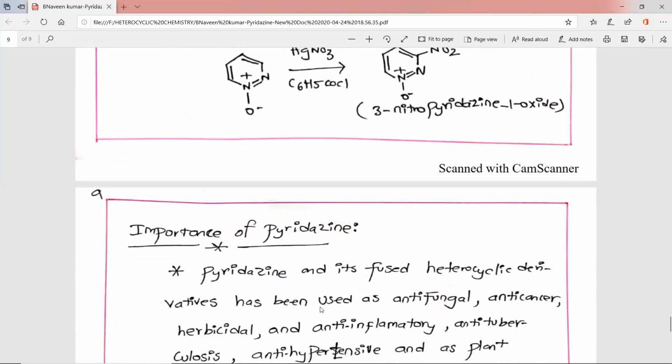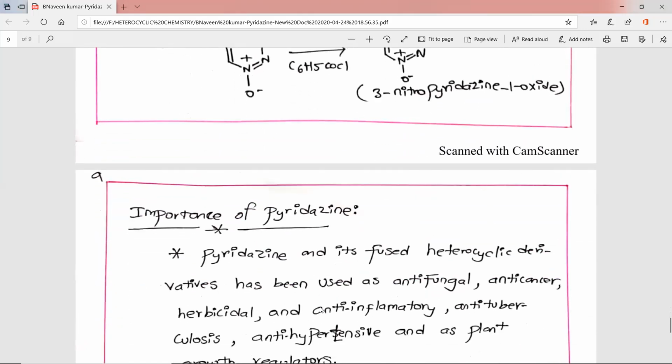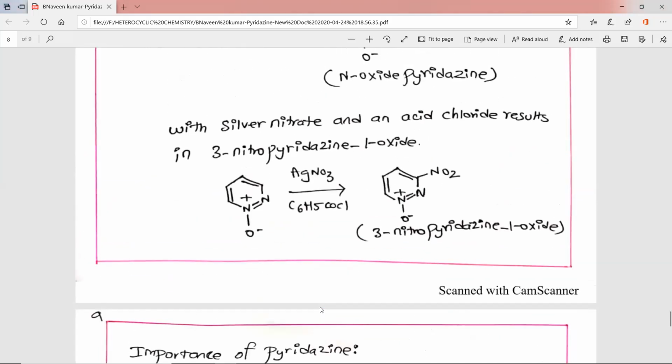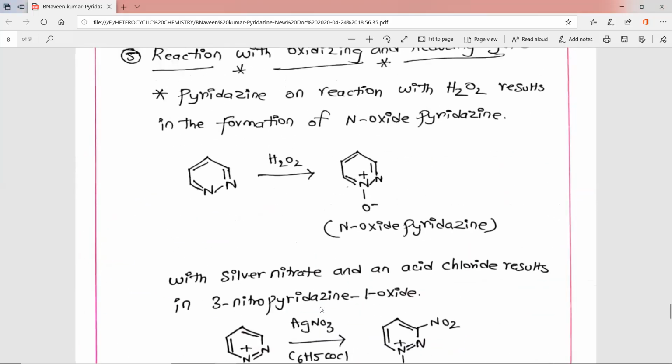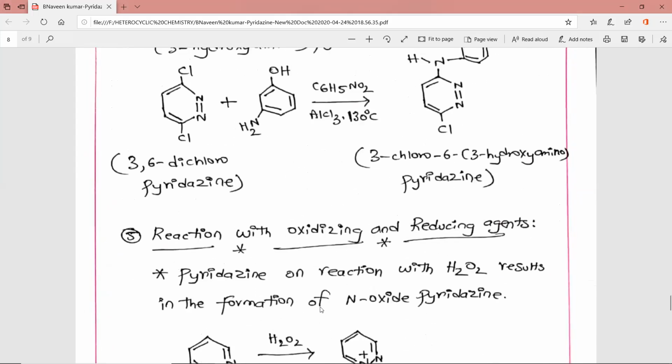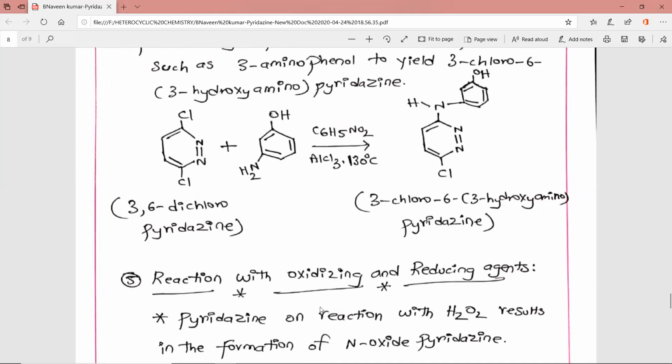So, these are some of the reactions of pyridazine. Electrophilic substitutions are difficult. It can undergo some aromatic nucleophilic substitution reactions. It can form an N-oxide on treatment with hydrogen peroxide.